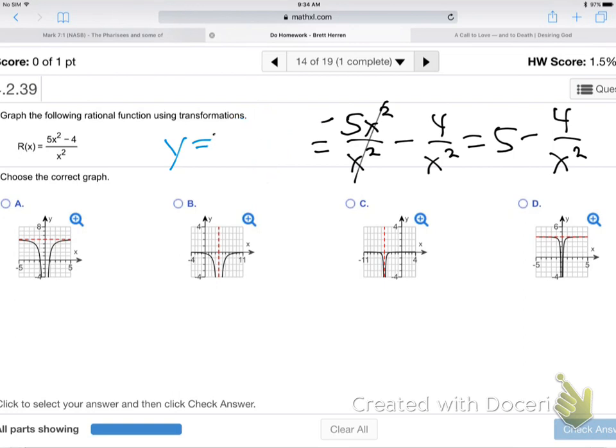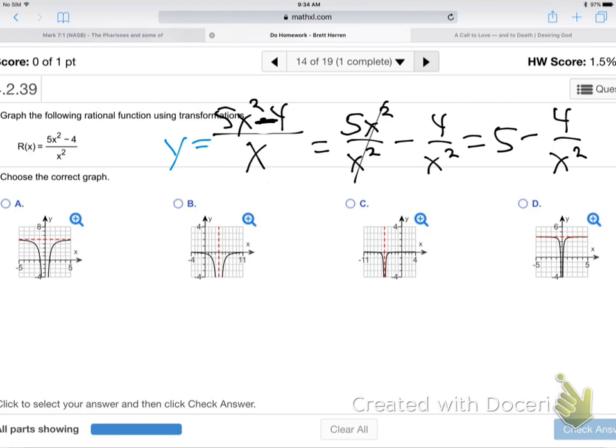You may not cancel the x squareds like that when there's a plus or a minus. If that was just times 4, if that was just 5x squared times 4, you could totally just cancel those x squareds. No problem. But it's the pluses and the minuses that make algebra hard. It's the pluses and minuses that do all the difficult things, especially glue things together. That's why I came over here and separated them.